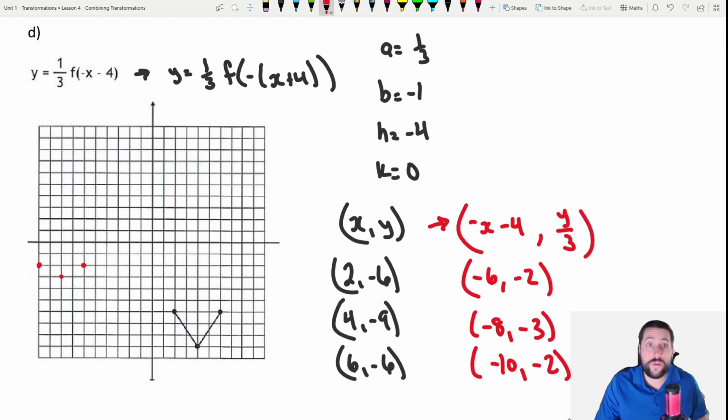Okay, so now that we've gone ahead and plotted those points, we can now graph it. So it's going to look something like this. All right. So there you have it. There is this particular graph of y is equal to 1 over 3 f of negative x minus 4. And we've gone ahead and mapped out what each of those are: a, b, h, and k. And the mapping notation made it very easy for us to follow. But yeah, that is how you would do combining transformations.